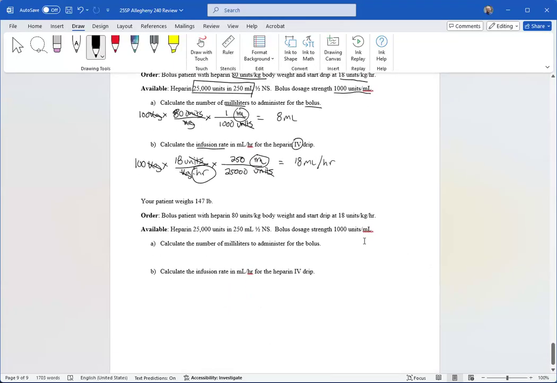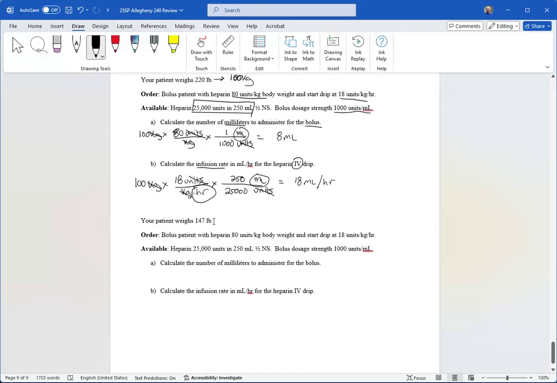Since you can see what I've written up here, go ahead and try this 147-pound patient, and then just type your answers into the chat, see what you get, just for the practice. And if you've already done it, just wait, or just go ahead and answer it. I'll give you a couple minutes to work through that and make sure you can do it.